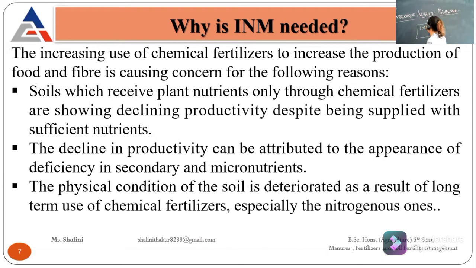Say I am supplying 100 kg of nitrogen, just as an example, 60 kg of P2O5 and 60 kg of K2O per hectare. So what is happening? I am applying only the primary nutrients, only NPK. If for the last 50 years I am applying only NPK in a high amount, and that amount is also increasing day by day.